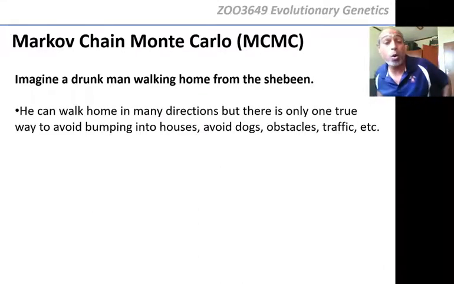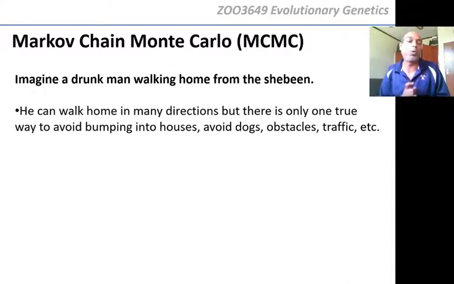Now, the drunk man can walk home in many directions, right? But there's only one real proper way to walk home. That means you walk home directly without bumping into other objects, avoiding dogs barking at you, trying to bite you, avoiding cars and traffic and people and so on. But he's drunk, so he's not sure which is the right way. There are many ways he can go from the Shebeen, but only one is the right way home.